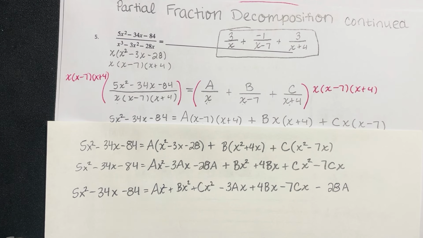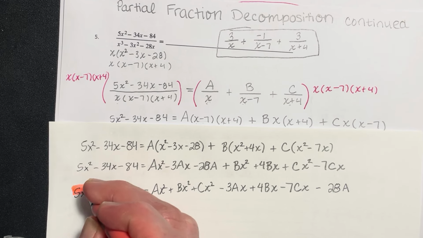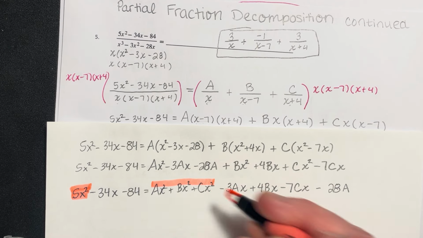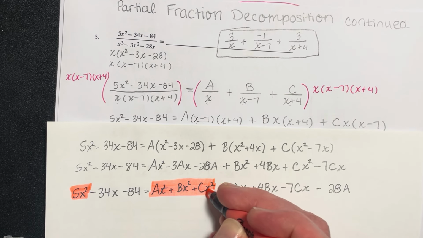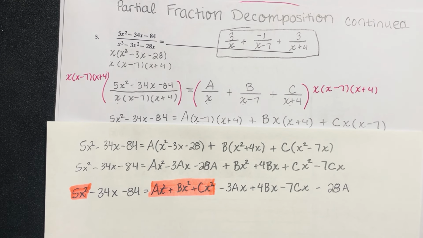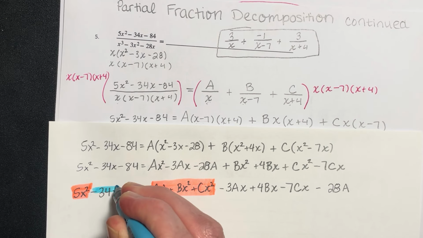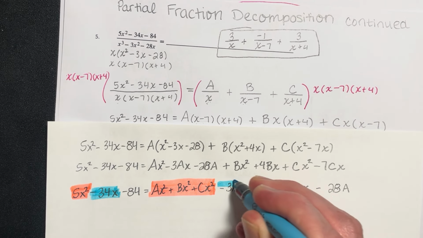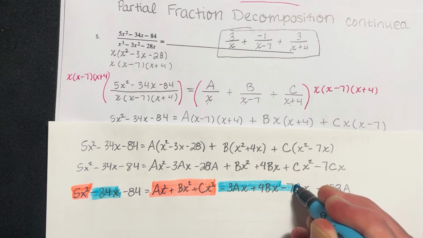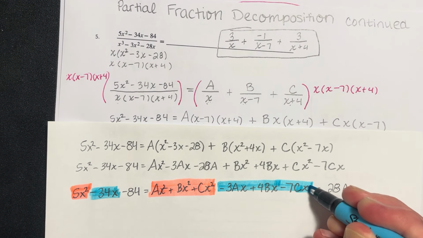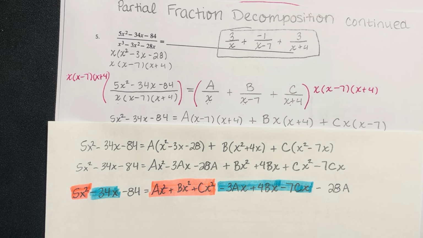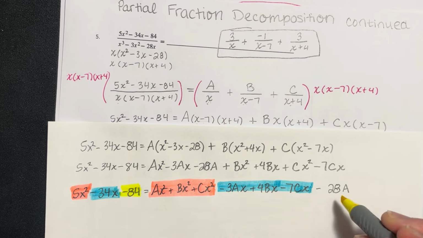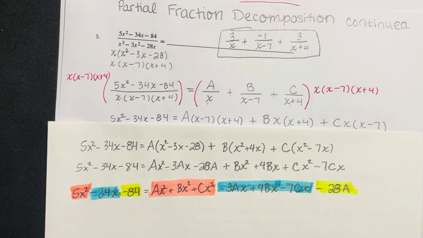If we look at each part, our quadratic part was 5x squared. It would come from each of these x squared terms. We have a negative 34x, and it would come from the minus 3ax plus 4bx minus 7cx. And we have our last part. That is just the negative 84. And it's coming from this minus 28a.